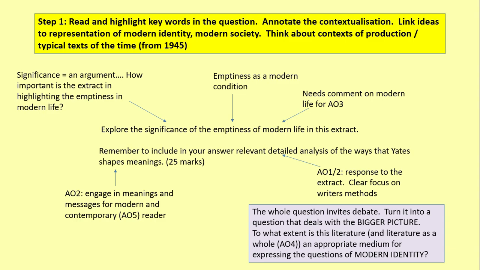Why do we read? What does it give us? What does it add in terms of our lives and in terms of our existence? Turn it into that bigger picture to see if you can get that addressed in your essays.